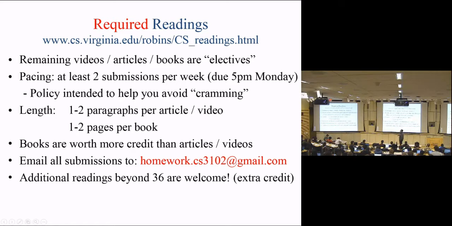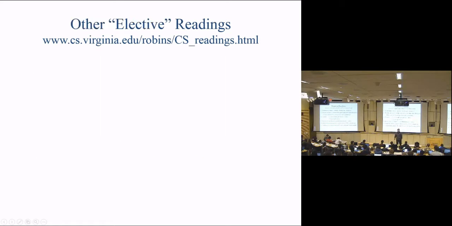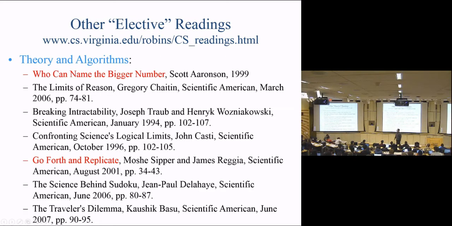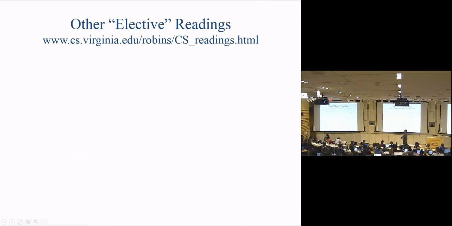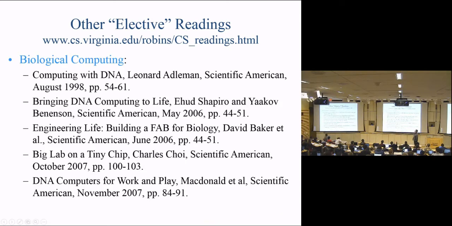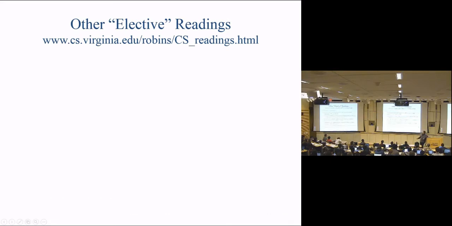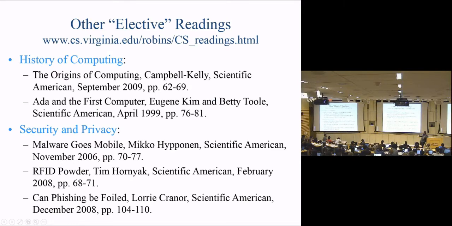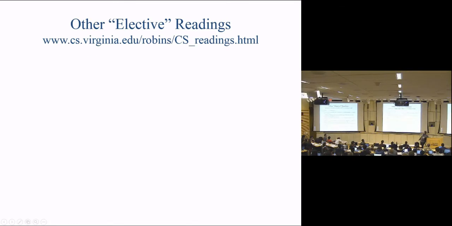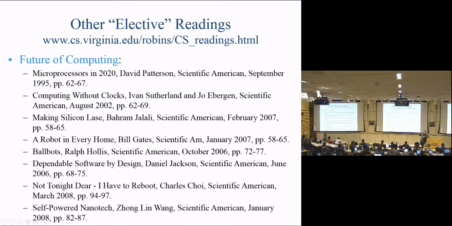So 36 total, but do more for extra credit. It's always good. So I'm giving you a lot of options. Here's, again, a snapshot of a few papers that I have stuck on there. We'll just breeze through this. You can look it up on the web more specifically. But there are things about quantum computing, biological computers, the history of computing, security and privacy, the future of computing. So these are projections into the future, where computers might be going in 5 or 10 or 20 or 30 or even 100 years.